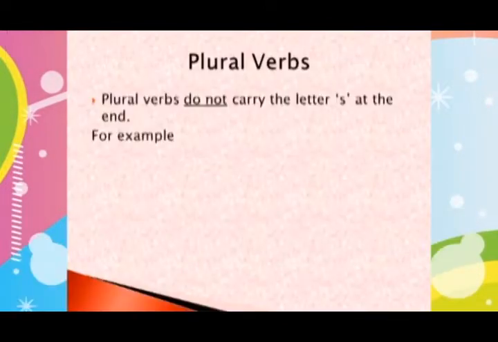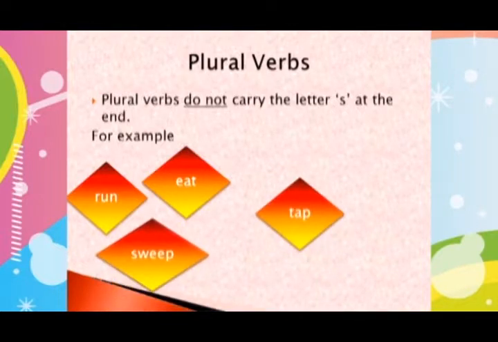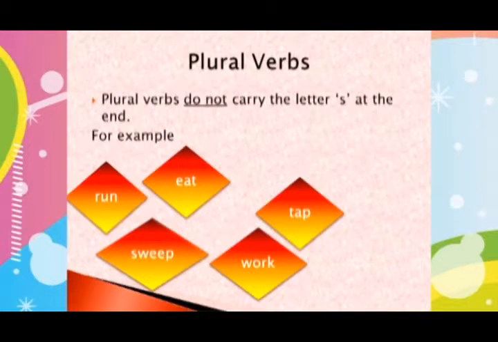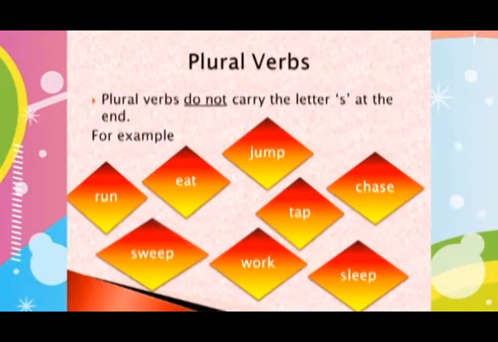Now that we have looked at plural subjects, let's take a look at plural verbs. Plural verbs do not carry the letter S at the end. For example, run, eat, tap, sweep, work, jump, chase, and sleep. All of these verbs are in their plural form. They do not carry the letter S at the end.